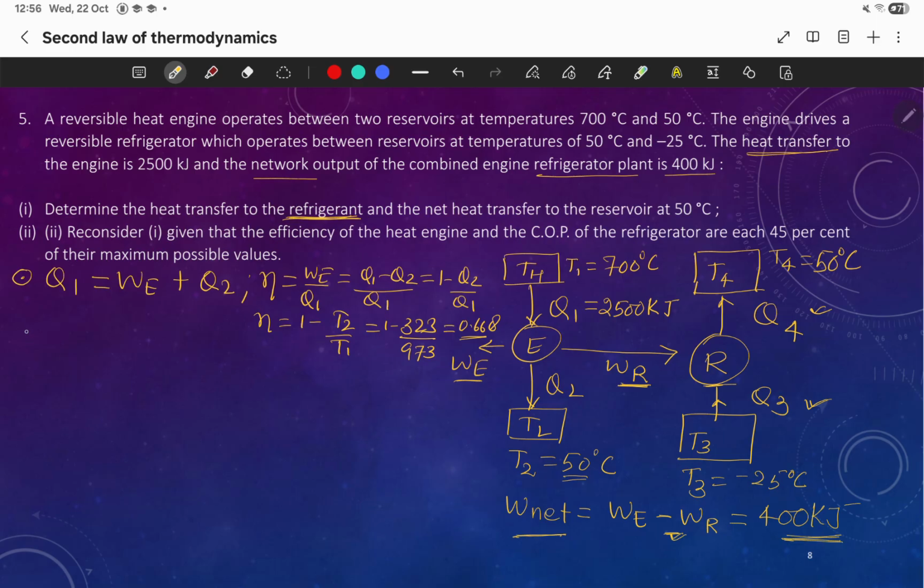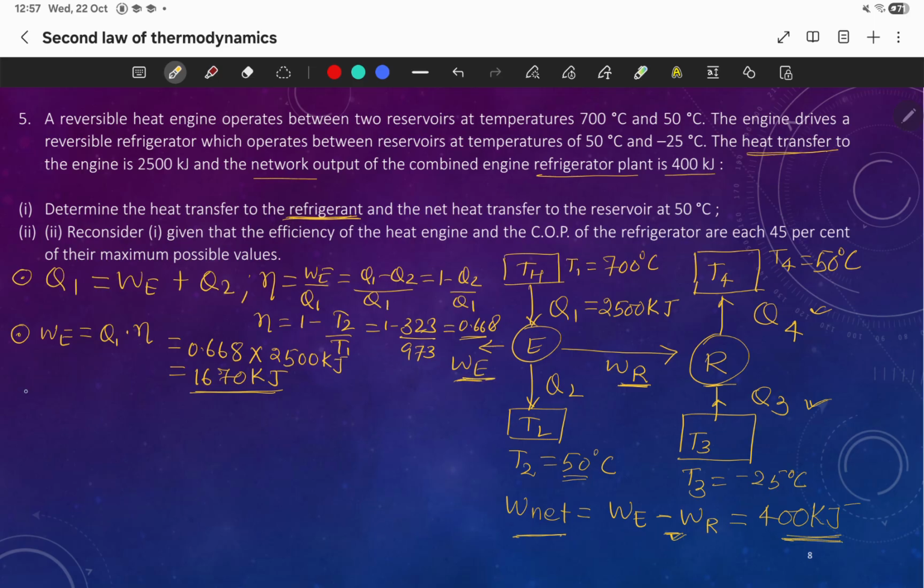Now calculate the WE value. This will be Q1 into eta. We already have Q1 given, so just multiply it by the efficiency, multiplied by Q1, which is 2500 kilojoule. So this will be 1670 kilojoule. This is the work done, the maximum work done from the heat engine.